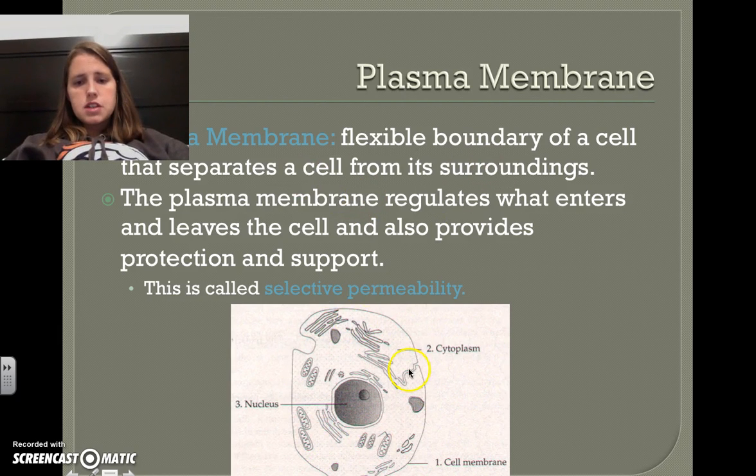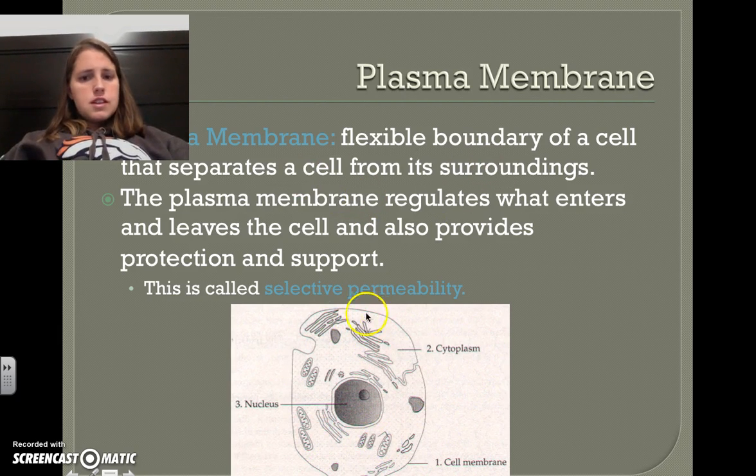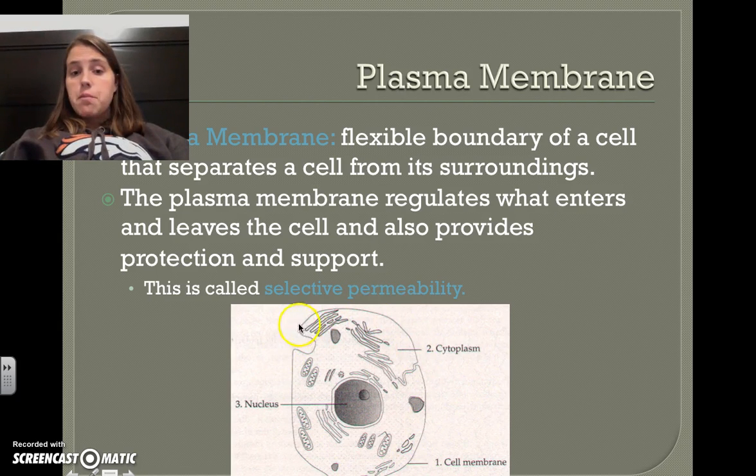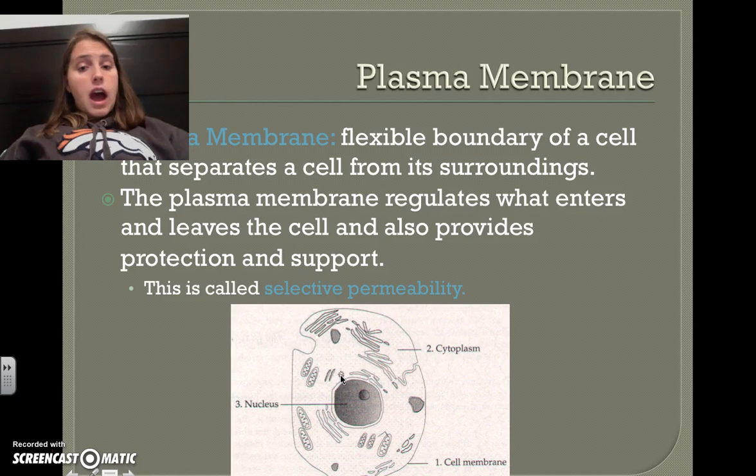So if this is our cell here, you're going to see that there is a boundary that marks the edge of that cell, and that boundary is marked by this thing called a plasma membrane. The plasma membrane regulates or controls what goes in and what goes out of the cell. It also provides protection, meaning things that are bad can't get in, and support, so it allows it to keep its shape.